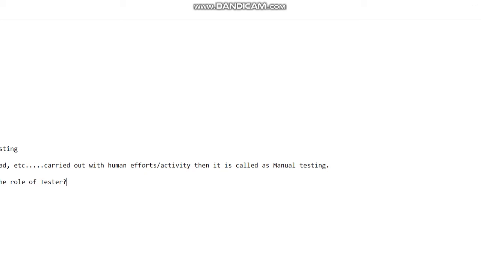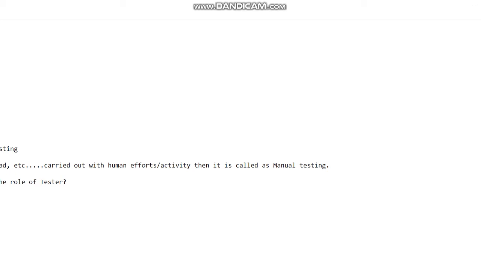For example, if I am acting in a film, my role is either comedian or villain or hero. Okay, so there will be some roles and responsibilities where you are working as an automation tester or manual tester. So what are you going to do? The number one is, first we need to understand the project or application properly.